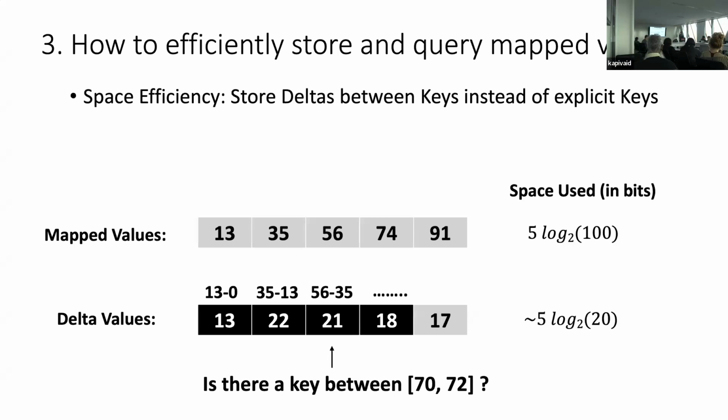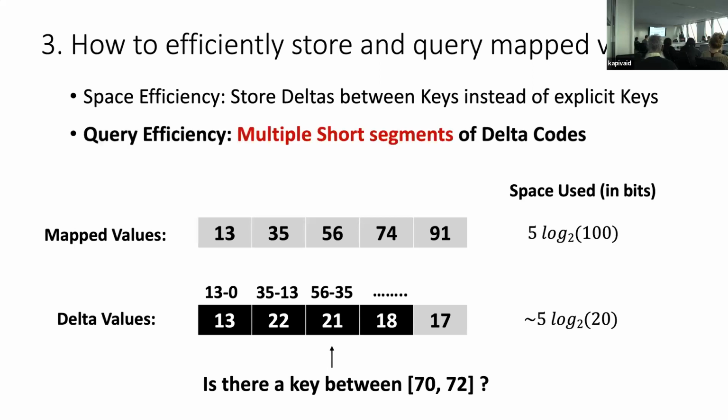So we use a simple systems trick to make this efficient. So instead of storing one single delta code, we store multiple short segments of delta codes. Now, since we're storing multiple short segments, we also need to have an indexing mechanism to find which segment of the delta code should we look into. So that adds a bit of space overhead, but not that much. And we end up gaining quite a lot in terms of query latency.